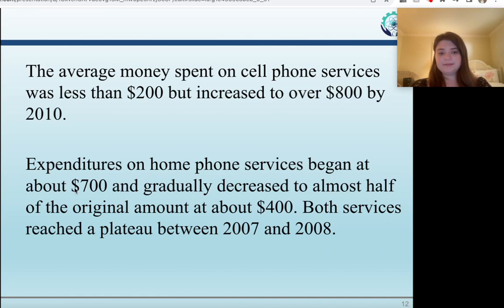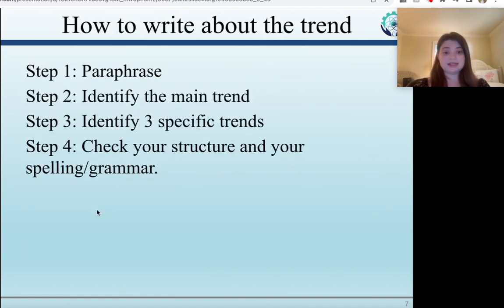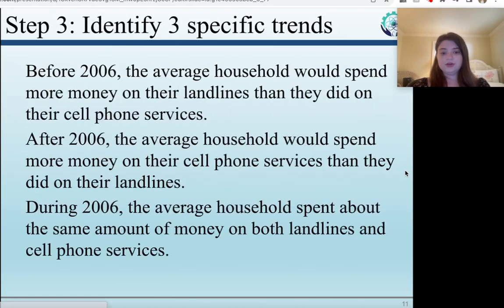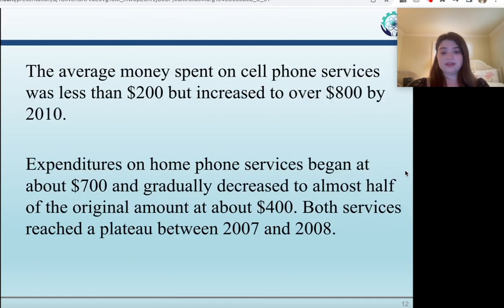It says they began at about 700 and decreased to about 400. So let's see, is that accurate? Well, yes, they started at about 700, not exactly 700, looks like a little bit less per year than $700, but about 700 is fine. And then it says they decreased to about 400, and I would say that's accurate. They did decrease to about 400. So I think that's fine.